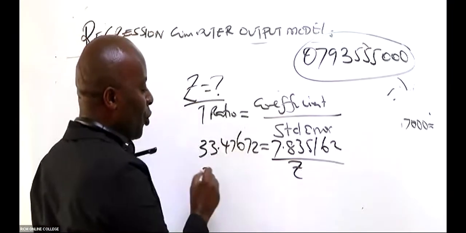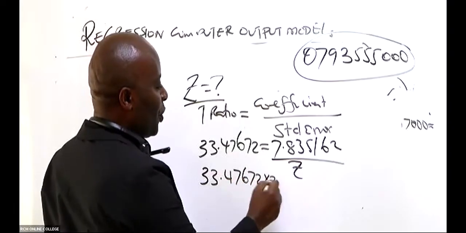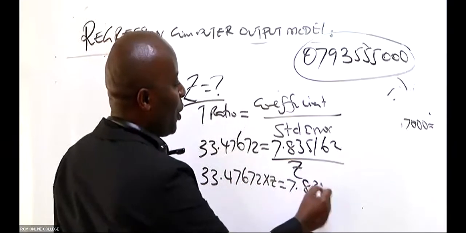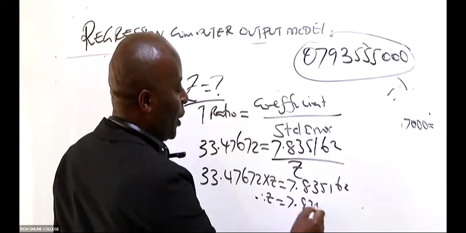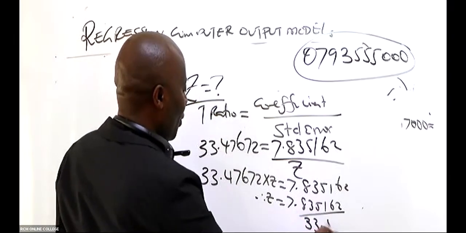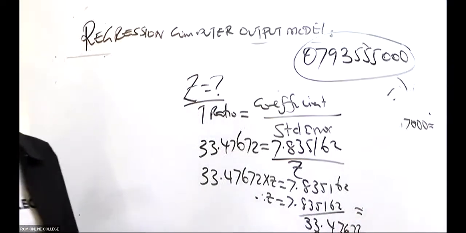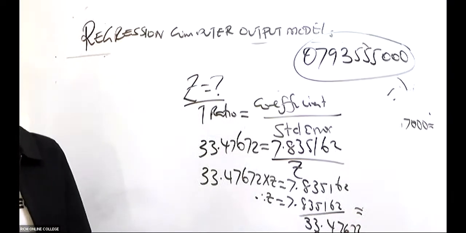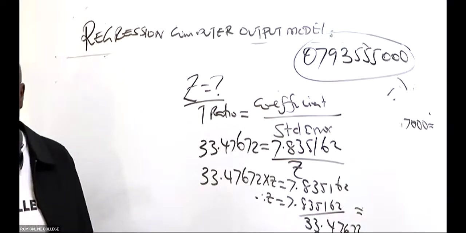So go ahead and cross multiply. It will be 33.47672 times Z equals 7.835162. Therefore, Z will be 7.835162 divided by 33.47672, which will end up giving you guys what answer? According to Julius Moravi, 0.2340, right? 0.2340.